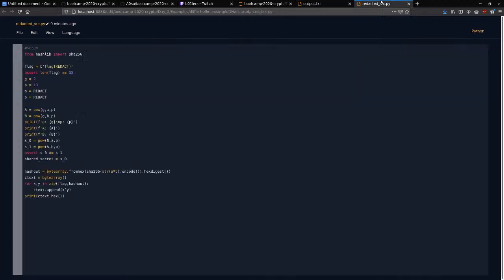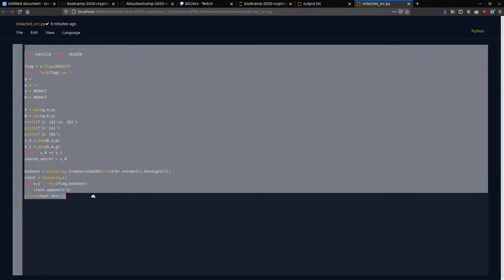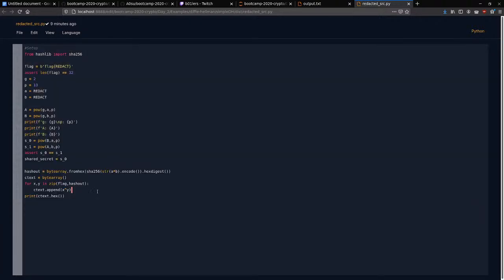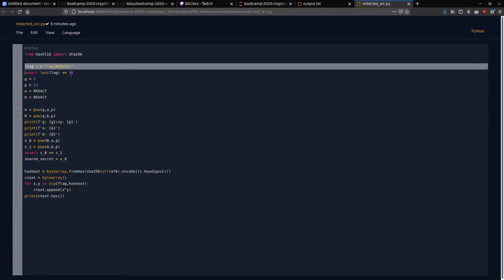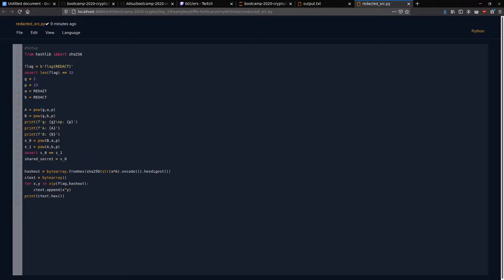Then looking at the redacted source, which is something that you would see in a CTF where they would give you the source used to generate the parameters, but in this case they would remove the part of the flag that would be critical to solving the challenge. In this case, I redacted it, as well as the private keys.